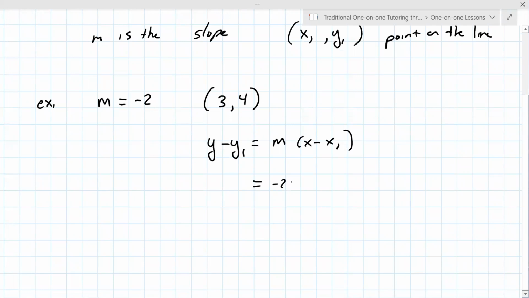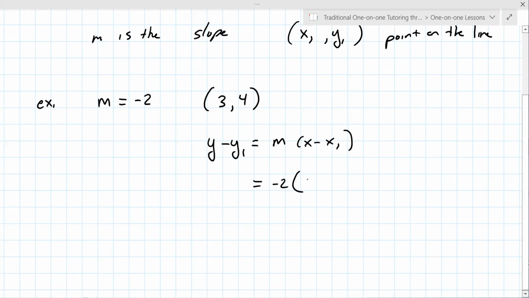So this is -2. Is it always going to be m, or is it like a variable letter? M is always going to be the slope. So they're going to give it to you or you're going to calculate it. It won't be a different letter. Okay, it's always like this.